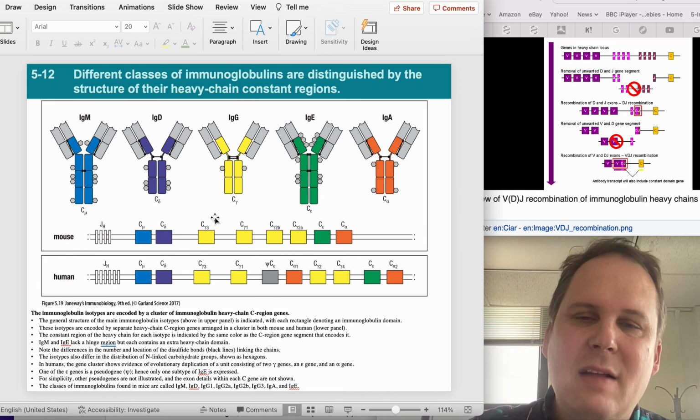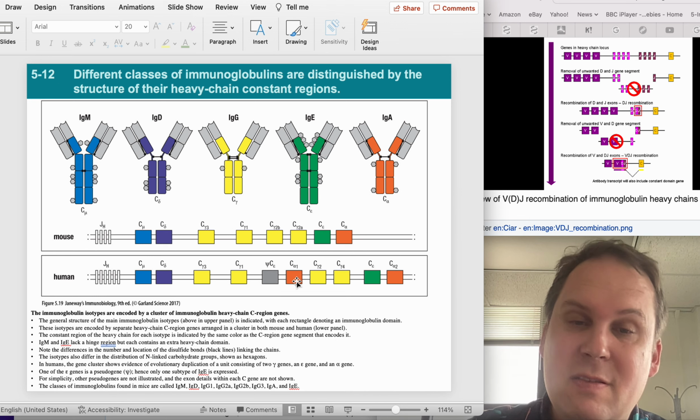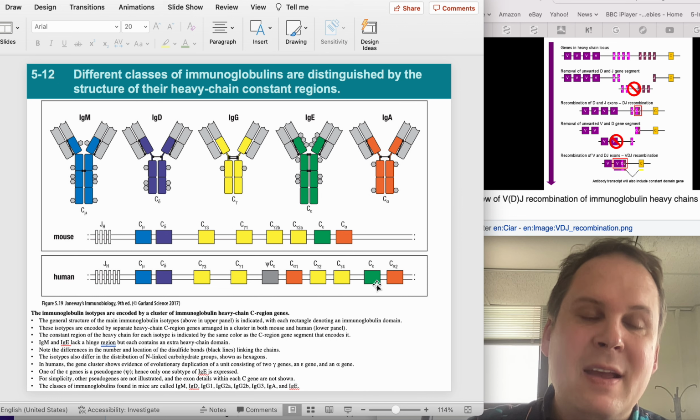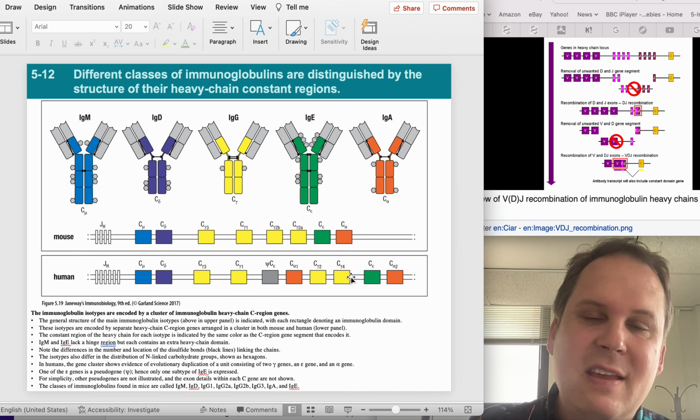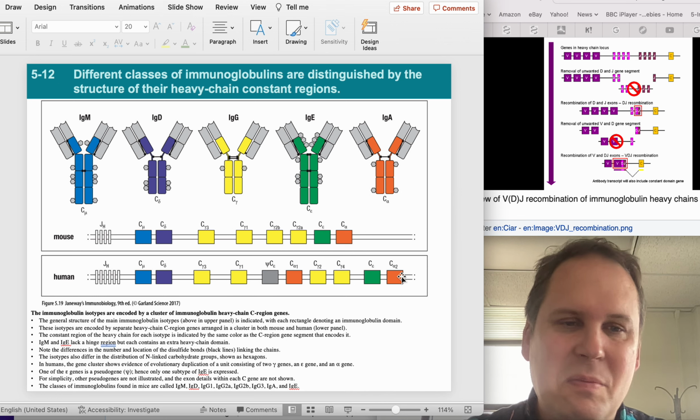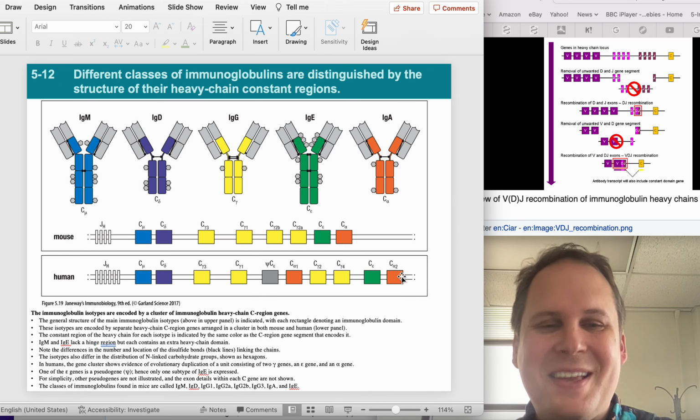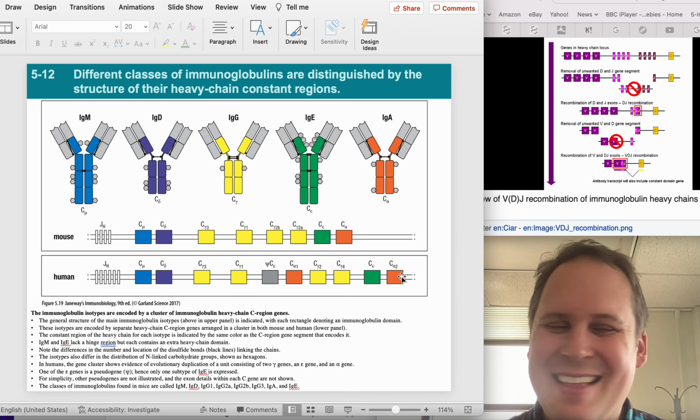It can jump from delta straight to alpha 1 potentially, or go straight to gamma 2, and then it could skip over gamma 4 and go to IgE, and it could skip over gamma 2 and IgE, go to gamma 4, and then go to alpha, whatever. Yeah, you can imagine the combinations. You don't need me to say them because that doesn't help anything.